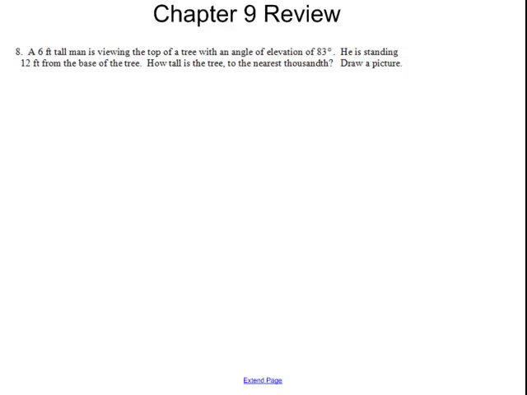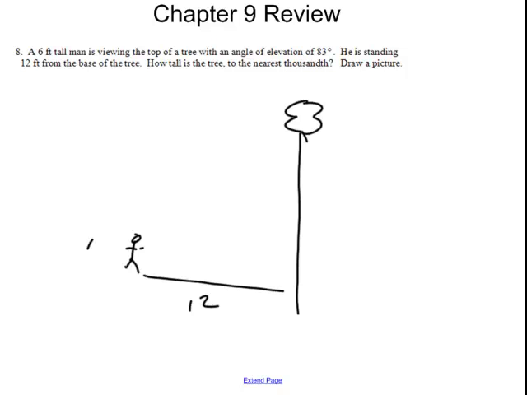Number 8, a 6-foot tall man, a little bit taller than me, is looking at the top of the tree. So here's my tree, and he's looking at it with an angle of elevation of 83 degrees. He's standing 12 feet from the base of the tree. This is 6 feet. I guess his eyeballs are right here at the 6 feet mark, and he's up here looking at the top of this tree. And I want to know how tall is the tree. Here's my angle of elevation of 83. And so I'm going to find this value of x, add the 6 to it down here, and that will give me the height of the tree.